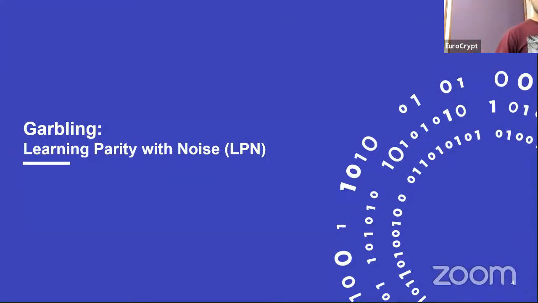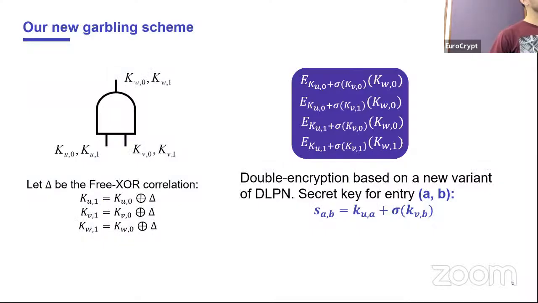So I don't have time to say much about our techniques, but we use LPN to do the garbling. So the truth table will now be encrypted using a DLPN based kind of encryption. You're going to encrypt under your left wire key plus a permutation of the bits of your right wire key. The permutation is something we need to do because we have free XOR, and otherwise the correlation could cancel out when you add these keys together.